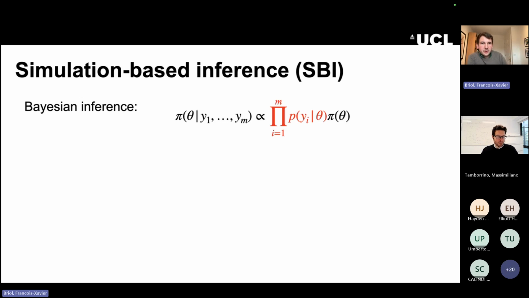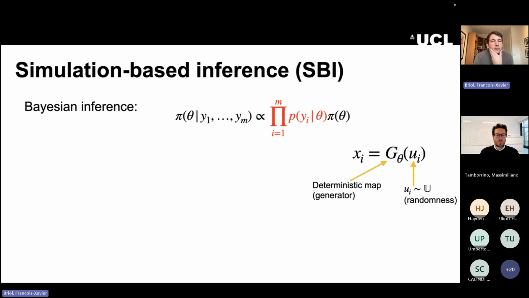Right. Now, obviously, the problem in simulation-based inference is that you don't have access to this likelihood. And that can typically be because the model is just too complicated and you can't write down the likelihood. And so what you're trying to do is Bayesian inference, but you don't have access to one of the key quantities. And so you have to find a way to bypass this quantity to still get access to your posterior.